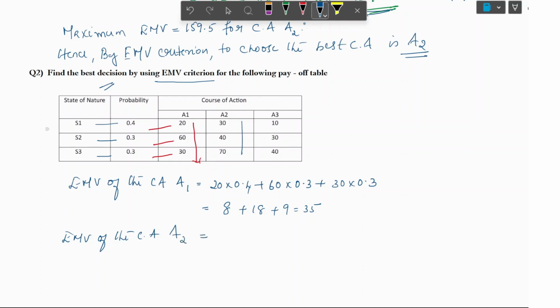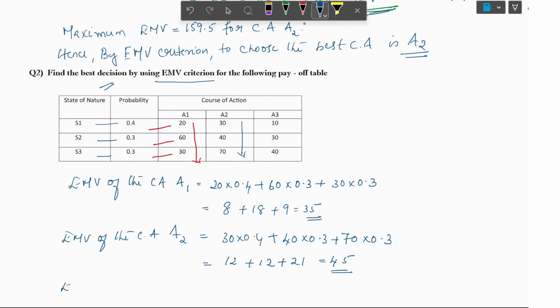That is, you multiply with these values, right? 30 into 0.4 plus 40 into 0.3 plus 70 into 0.3. That is equal to the answer. Here you take the calculator and multiply: 12 plus 12 plus 21, that is 45. Therefore, here for A1 you got 35, here 45.